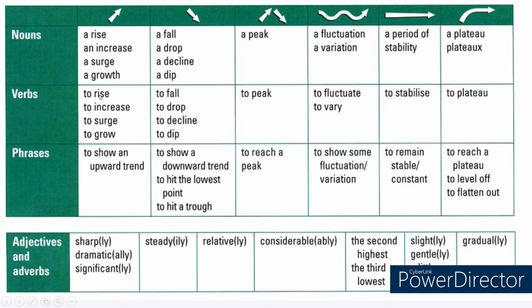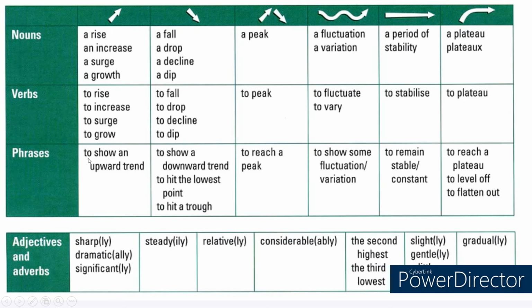Verbs. You can use these verbs accompanied or followed by an adverb to express the trend or the change. To rise, to increase, to surge, to grow, go down, to fall, to drop, to decline, to dip. If it expresses a peak, to peak. If it expresses going up and down, to fluctuate or to vary. If it's stable, to stabilize. If it has a curve, to plateau.